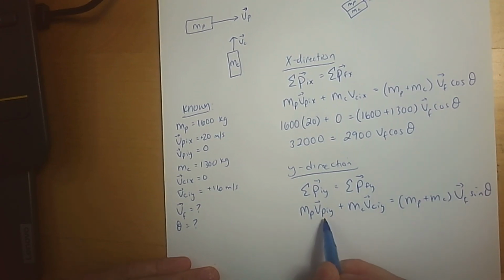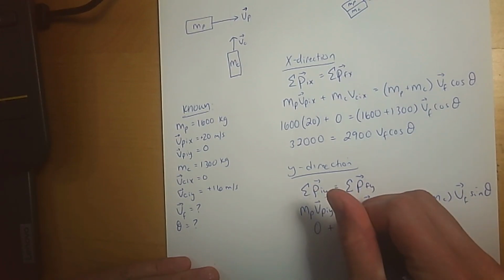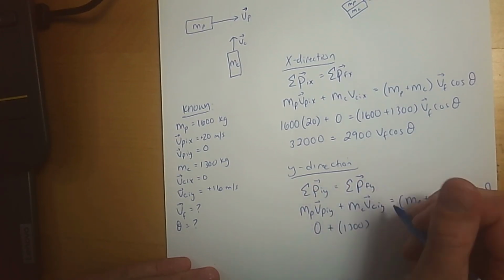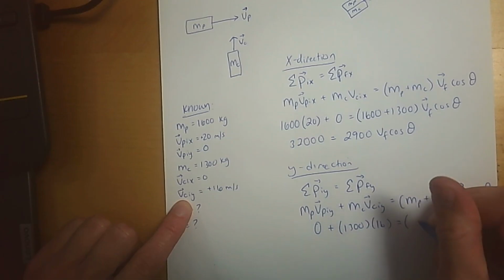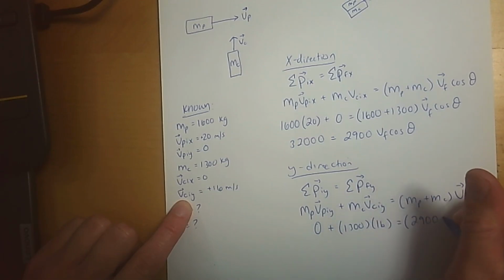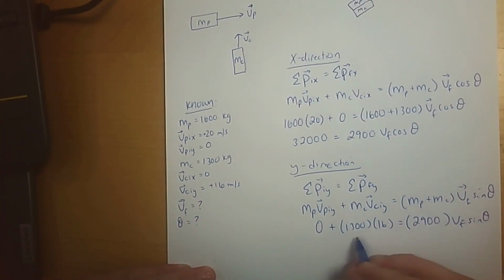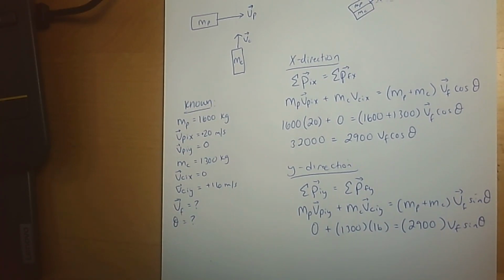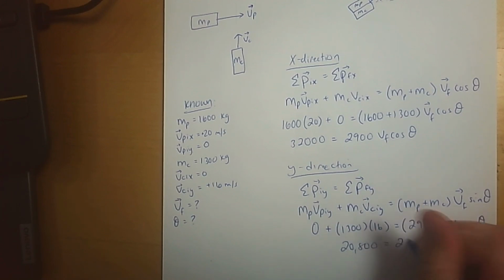So this value now goes to 0 because you're multiplying 1,600 times 0. So we have 0 plus the mass of the car, which is 1,300, times the initial y component of the velocity of the car, which is 16. And that equals, again, 2,900 times v final sine theta. So we'll multiply this out real quick, giving me 20,800 equals 2,900 v final sine theta.